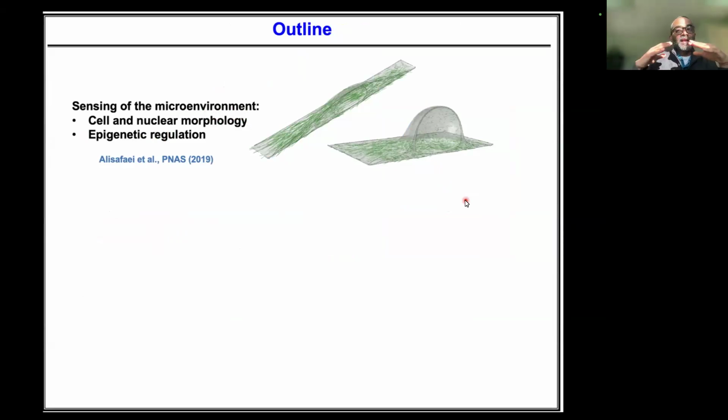and also in the nuclear shapes. Now, what's important, what we have discovered is that the cytoskeleton can also lead to epigenetic regulation. That is, it can control which parts of chromatin are open and closed. So I'll talk about the cytoskeleton first, and then how it could potentially regulate epigenetics.